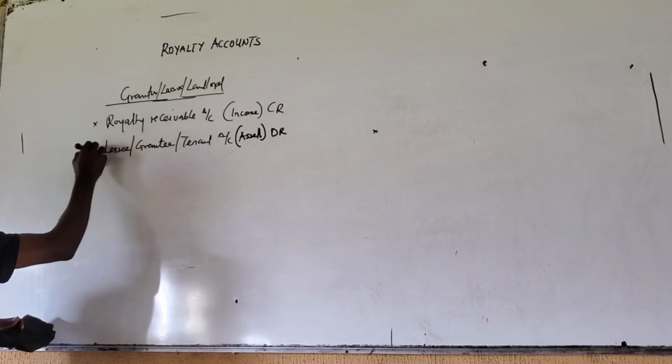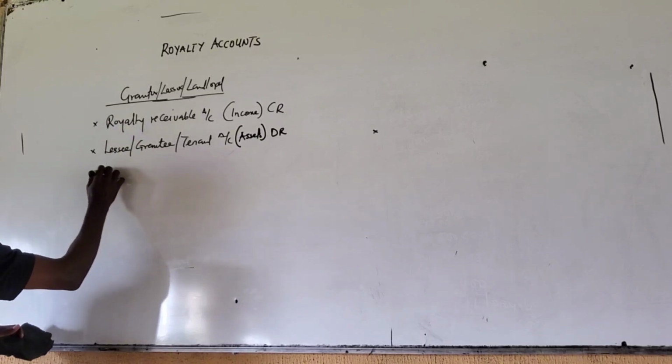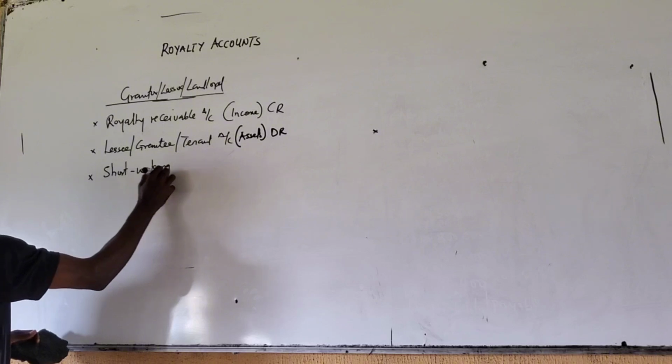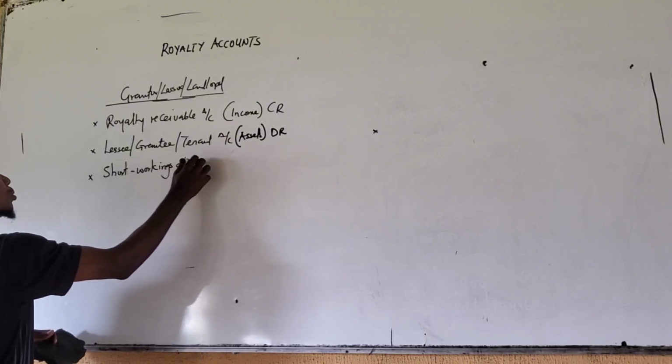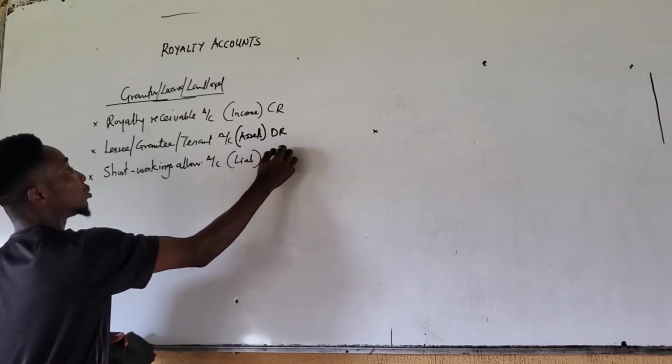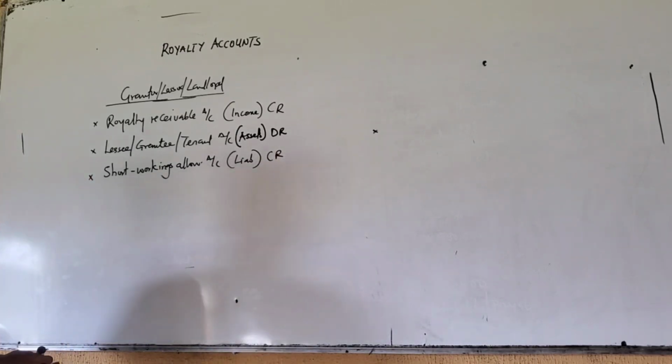Then the third account you prepare in the book of the landlord is a short workings allowable account. This is a liability account, and all liabilities always have a credit balance.